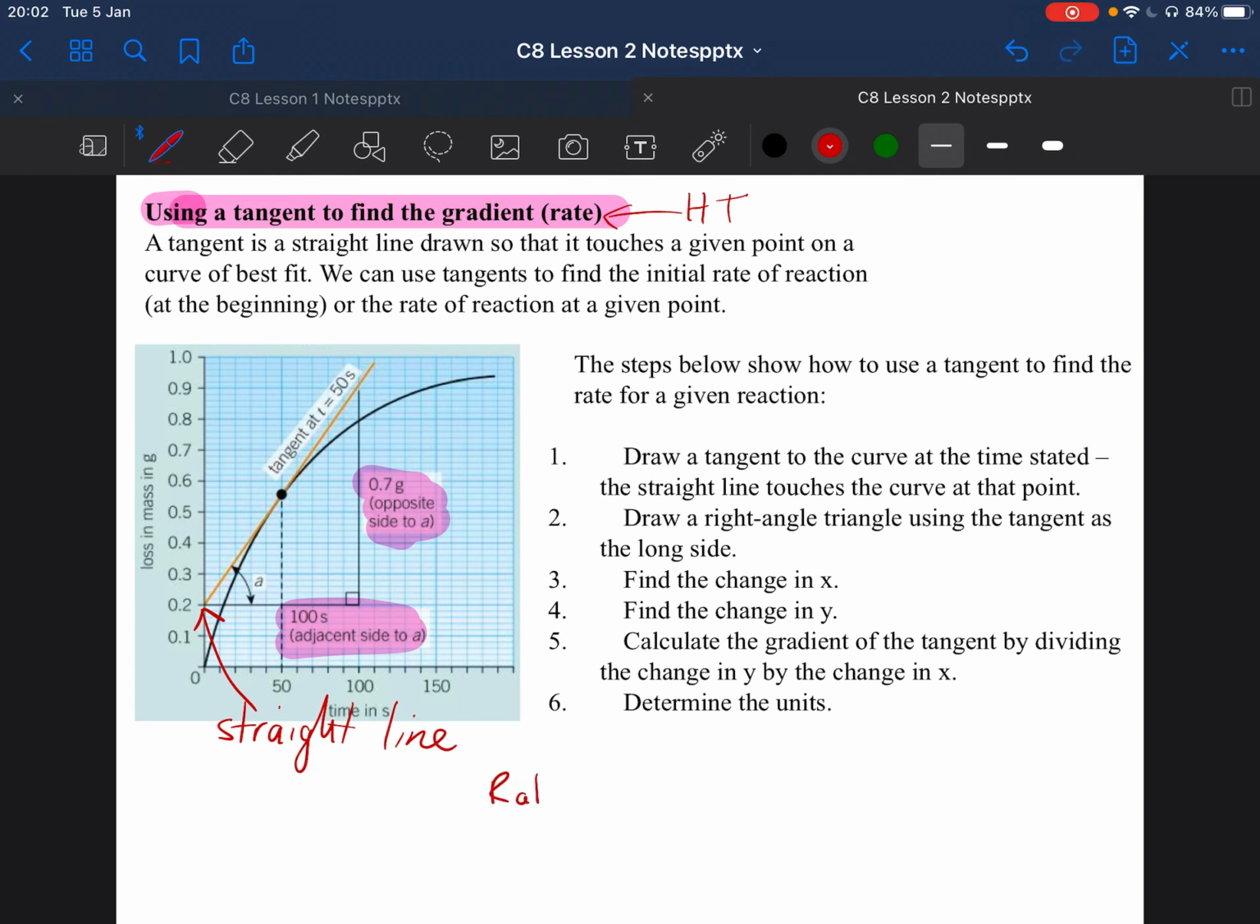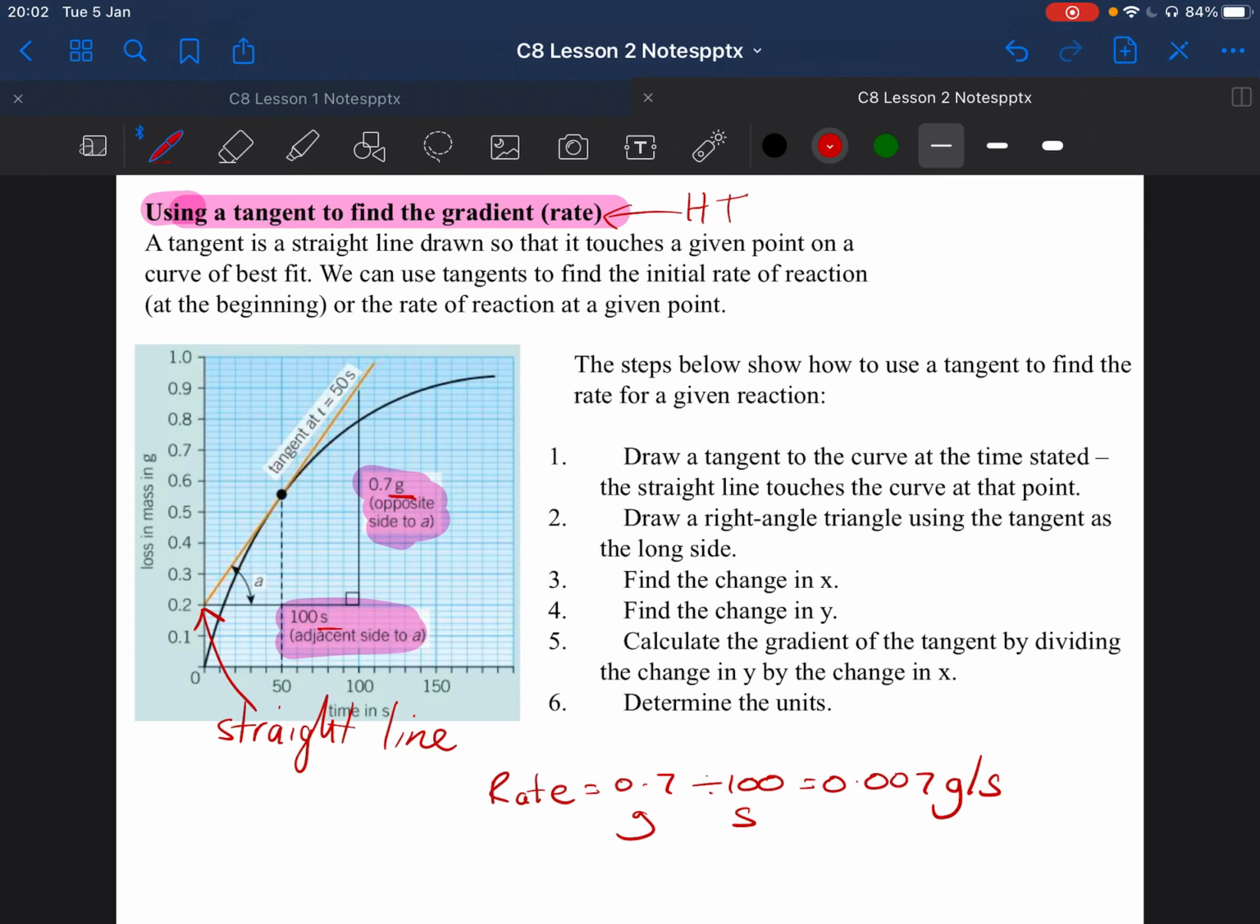So in this case, our rate would be 0.7 divided by 100. And if I do that in my calculator, that would give me 0.007. And then we have to put together our units. Our units are going to be grams per second, because it's grams divided by seconds, and that's how we find our rate for a given point.